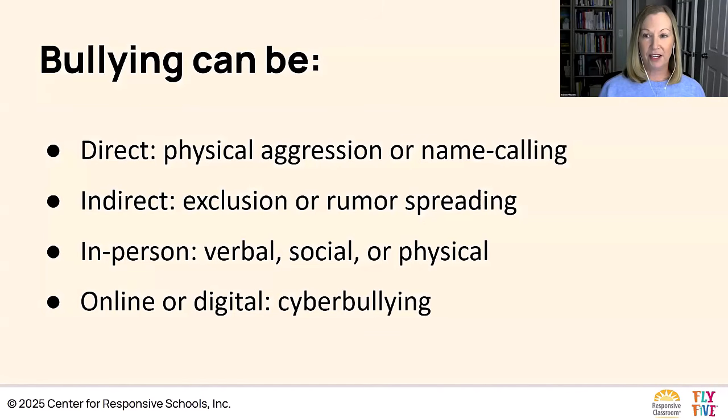So here are some types of bullying. Bullying can be direct. So it can be directly putting hands on somebody else or name calling or speaking to them in a really mean or hurtful way right to their face. Bullying can be indirect. So it could be just excluding. It could be spreading rumors. It can also be in person or online. So in person can be physical, social, verbal, and online or digital, we call that cyberbullying. And research shows that bullying behavior can start as early as preschool or kindergarten, where children begin to establish those power relationships and dynamics.